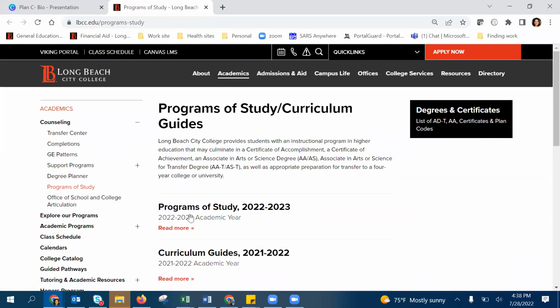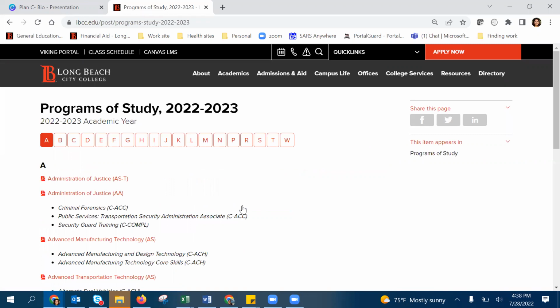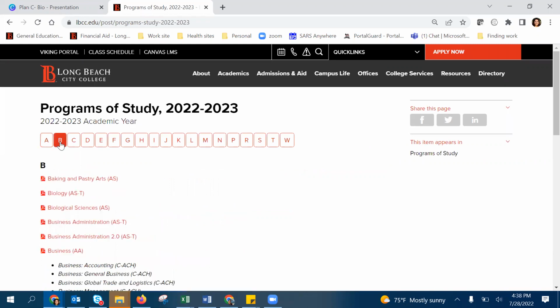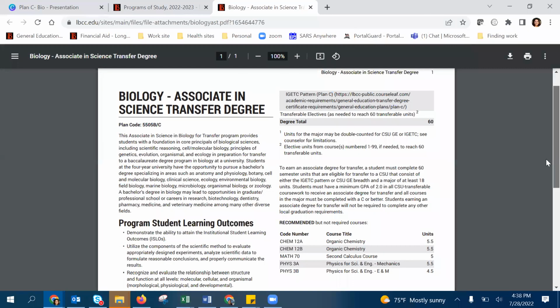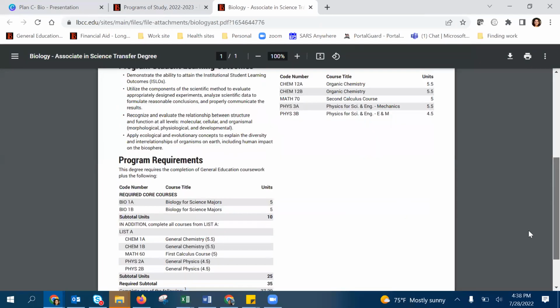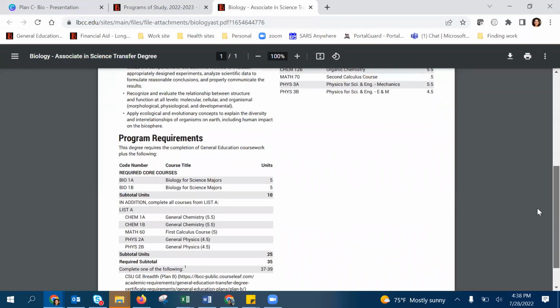It will show you each catalog year, so you want to ensure that you select the catalog year that's appropriate for you. For this example, we're going to use 2022-2023. For this particular example, we're going to do biology, so we're going to go B for biology, and we're going to click on the AST. As you can see, this is a PDF of the page of the biology degree within the college catalog.